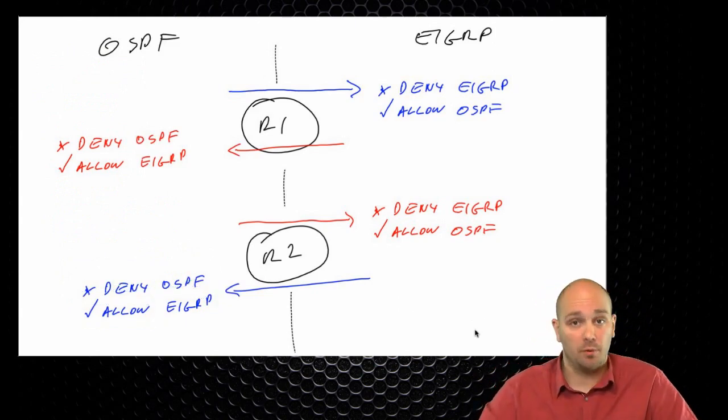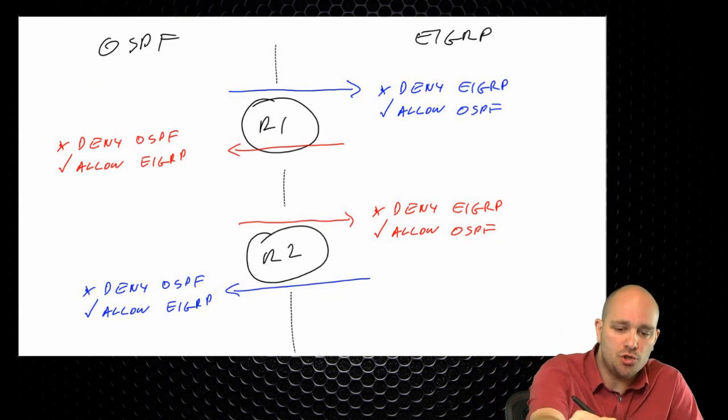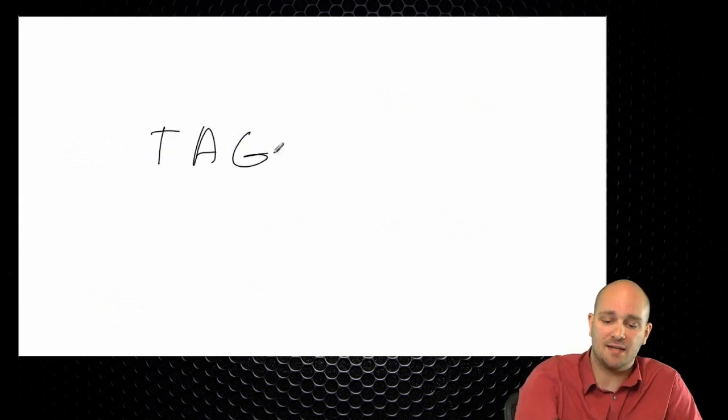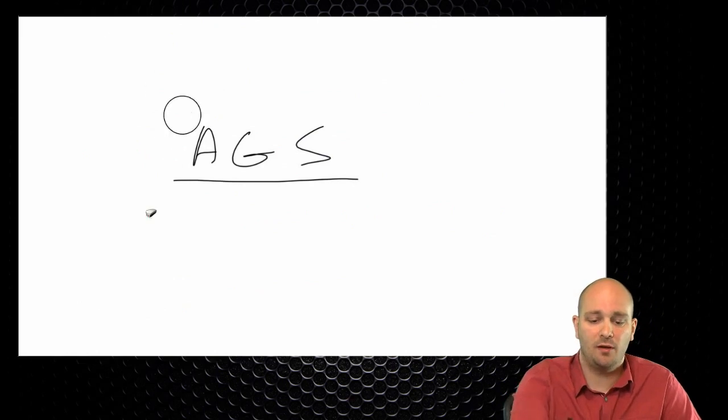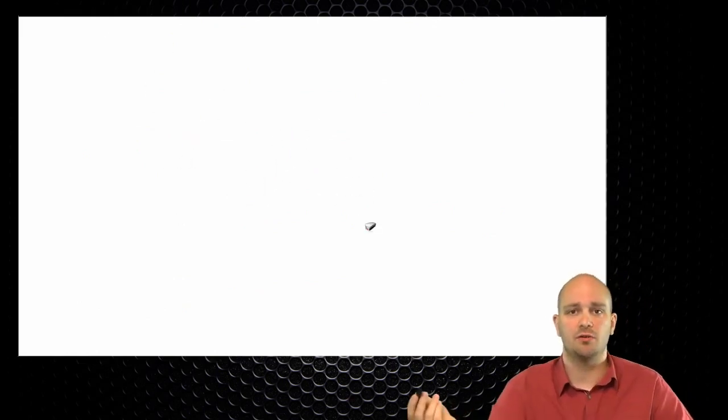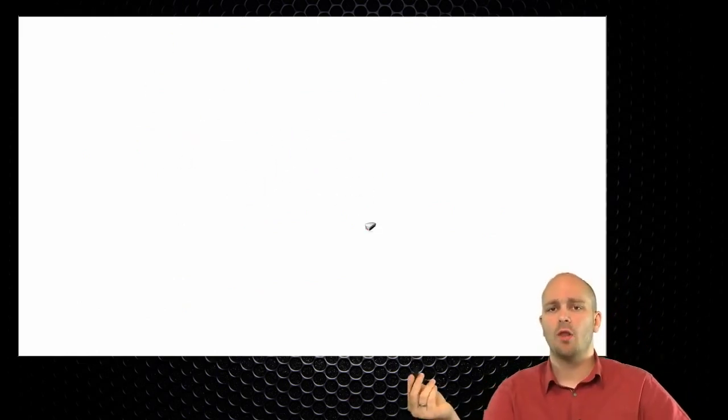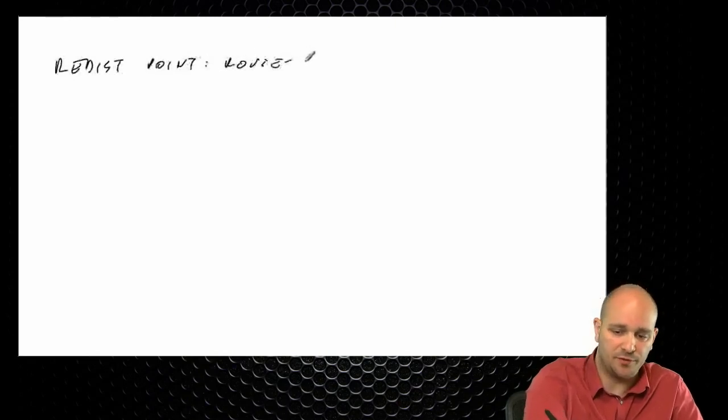Now, how am I going to do this? There are multiple methods. Usually at this point in my classes, I hear people screaming, tags, tags, tags, use the route tags. Well, what happens if in your lab route tags are restricted? What are you going to do? What are the methods for filtering that you can use here? Well, the good news is that for this, at the redistribution point, we are going to be using route maps for filtering.